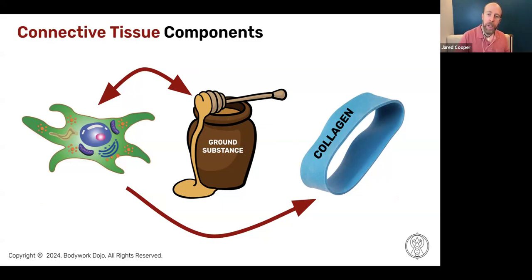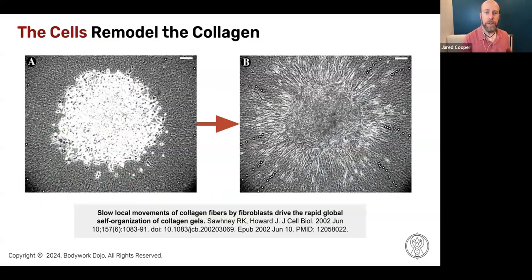And the cells not only live in the ground substance, but they influence the ground substance. And they also are responsible for remodeling the collagen. So there's this relationship between these two. And understanding this is going to help us to understand how to do myofascial release.